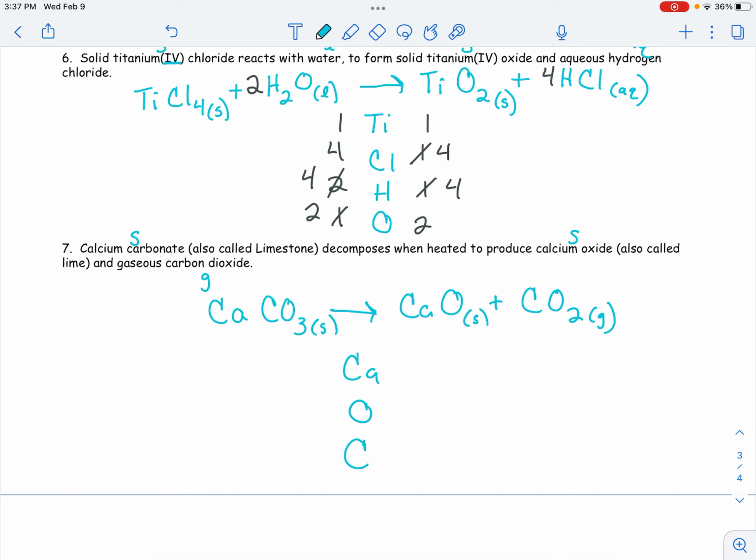Remember, it doesn't matter what order you write them in. You probably wrote carbon first just because it came first in the reactant side. So I'm going to go ahead and change that just to try to follow along what you most likely did. But if you have it the other way, that's perfectly fine.